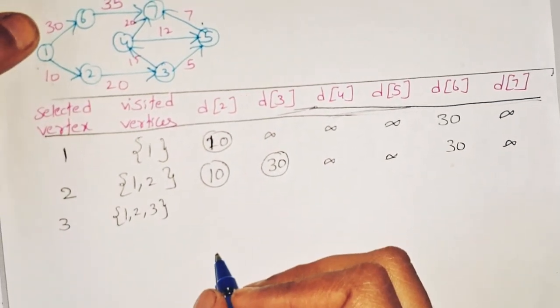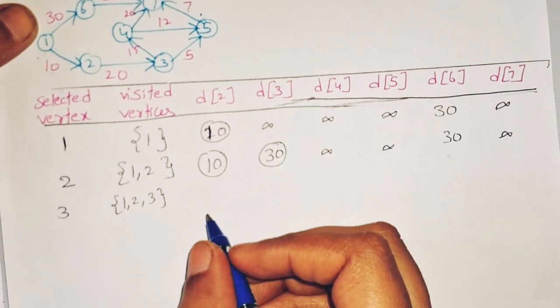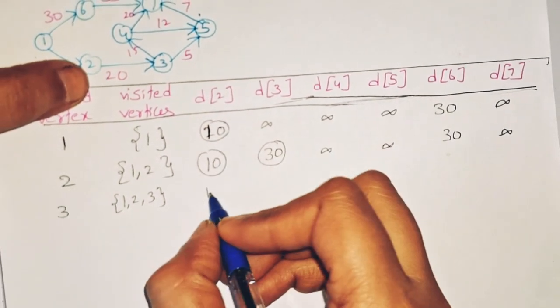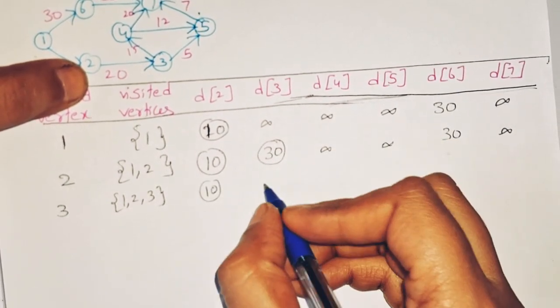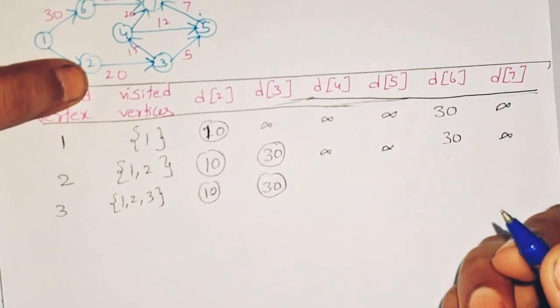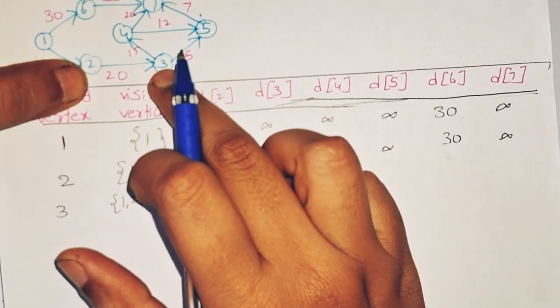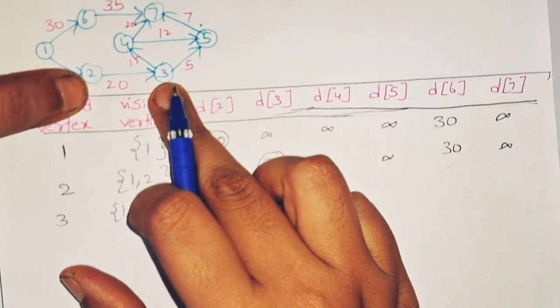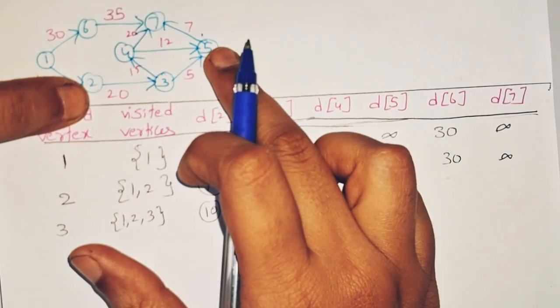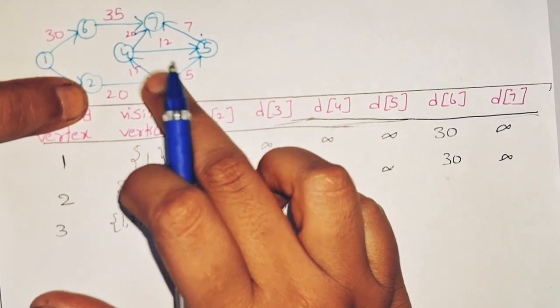Now the selected vertex is 3 and the visited vertices are 1, 2, 3. So now we will write the values here as this. d of 2 is 10, d of 3 is 30. What are the neighboring nodes of 3 here? 3 to 4 and 5. So 3 is connected to 4 and 5.